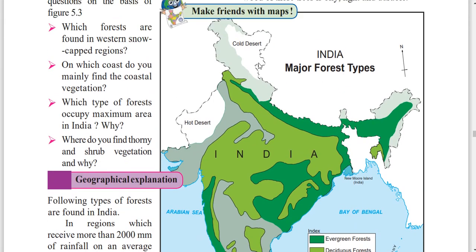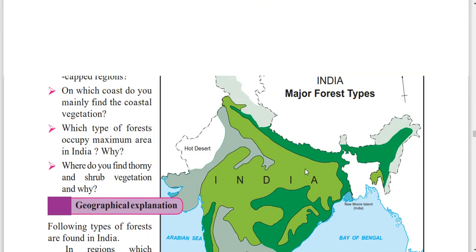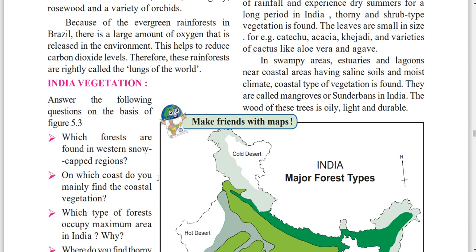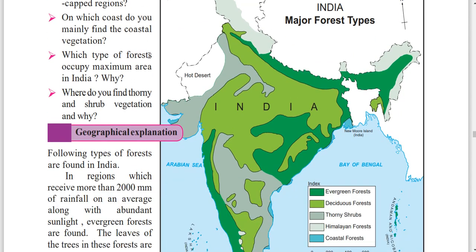See in Jammu Kashmir and Himachal Pradesh, cold desert is there, in white color. Then coastal forest in blue color. See in the Eastern Ghats at some areas and in the Western Ghats also. See which forests are found in the western snow-capped regions. On which coast do you mainly find the coastal vegetation? Which type of forests occupy maximum area in India? Why? Why do you find thorny and shrub vegetation, and why?